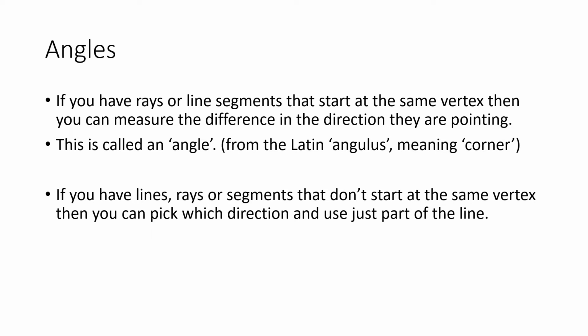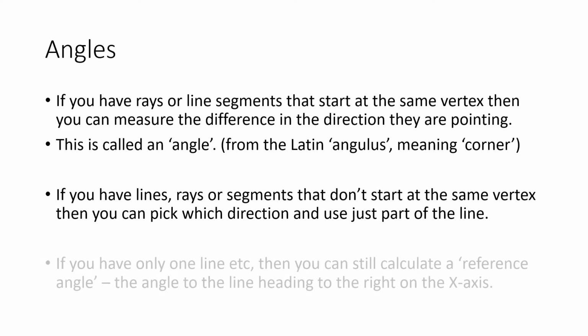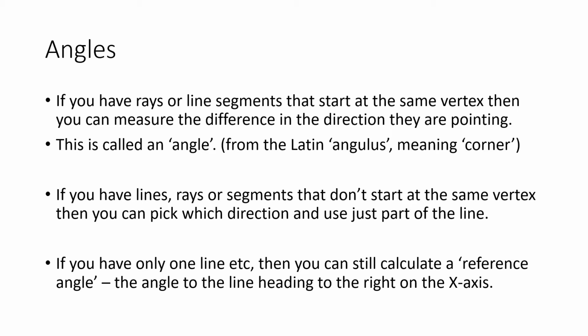If you have a line, or a ray segment that doesn't start at the same vertex, then you can just find the vertex where they cross over, pick a direction from there, and just use that part of the line. So effectively, you can do it. And that's usually what people mean if they say the angle between two lines. If you have only one line, you can still calculate an angle. It would be the reference angle, and that's the angle between that line and the x-axis heading rightwards.